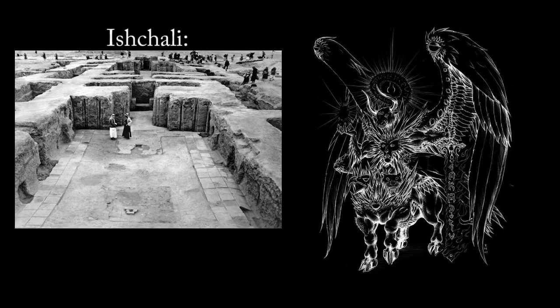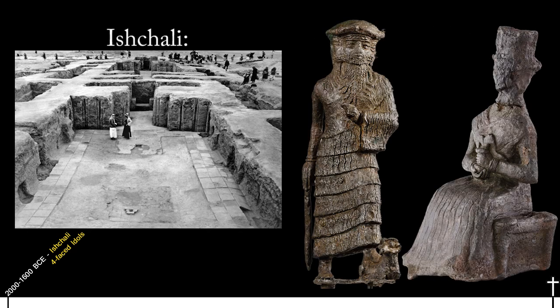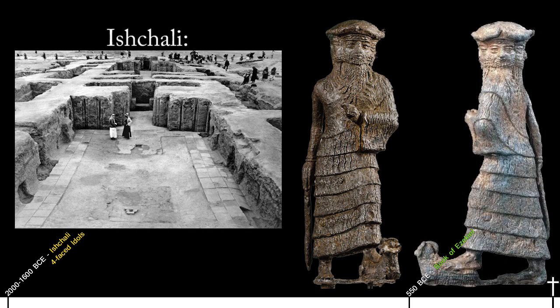Within Old Babylon is a place called Ishkali. There were discovered idols of a four-faced god and goddess dated between 1,100 and 1,500 years before Ezekiel was written. These four-faced deities may or may not be Ezekiel's cherubim, but it shows that beings with four faces were known to the region, and it predates the Bible by millennia.